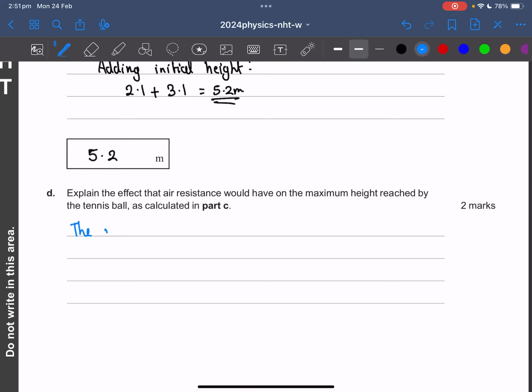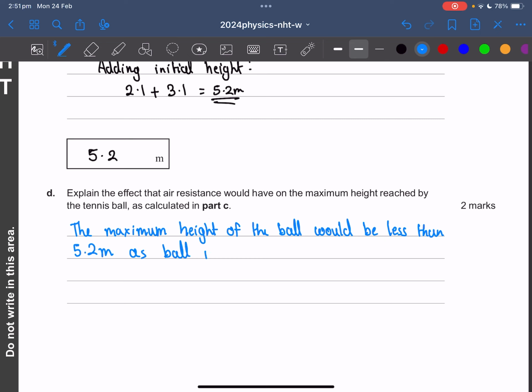So the maximum height of the ball would be less than 5.2 meters, as the ball is now slowed down by air resistance.